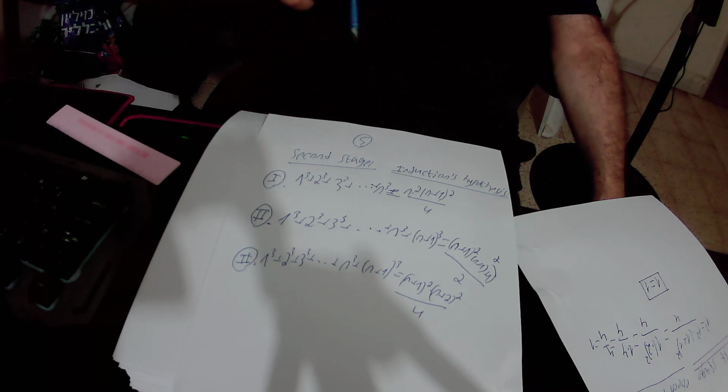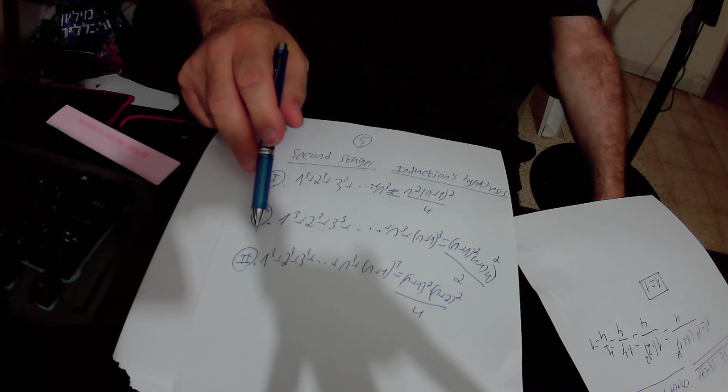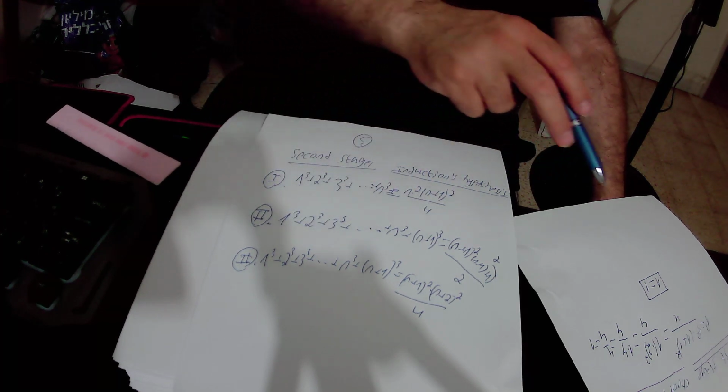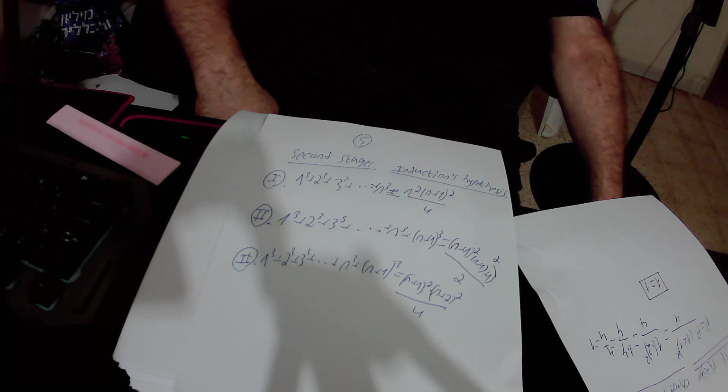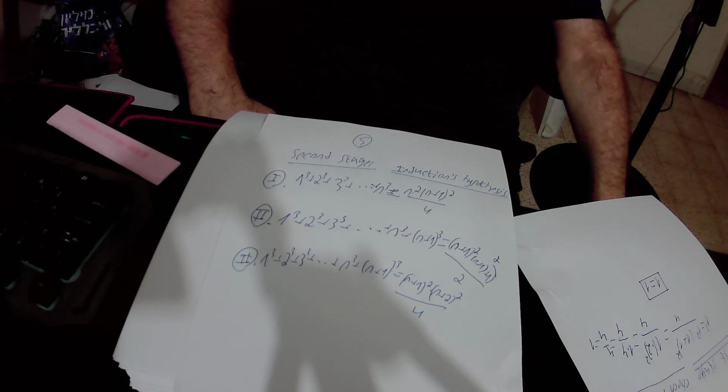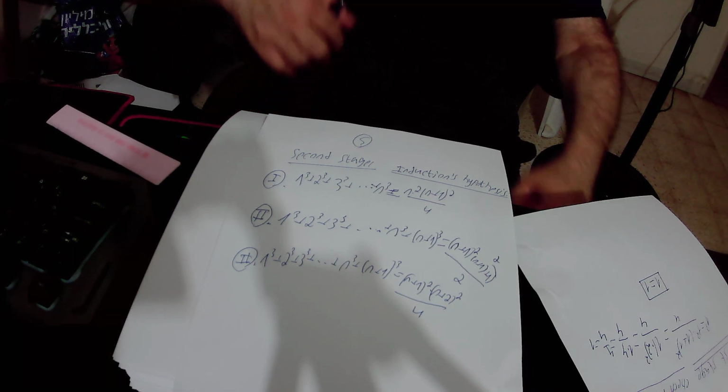So we have to prove that the second equation, that is the expression of the statement for n, is true. So we will do the same process as we did in the first example.